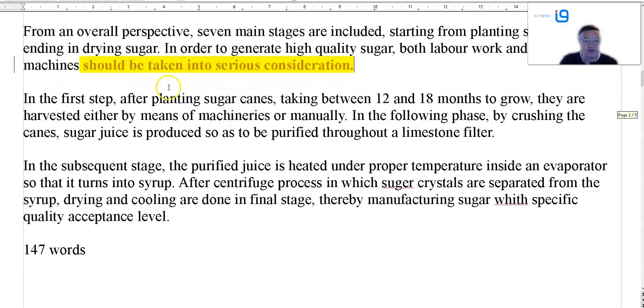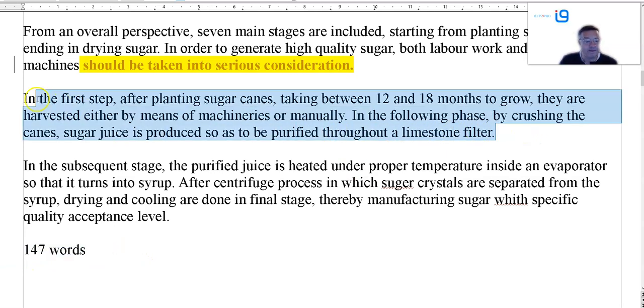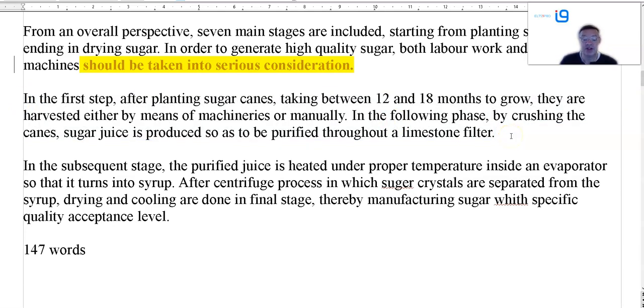In the first step, after planting sugar canes, it's meant to grow, harvested on machineries on manually. Following phase for sugar canes. So this, again, this is 147 words, so it's under length. But you need to flesh this out. I mean, mine's only an extra 9 words, but mine does go into a bit more detail into what it does.